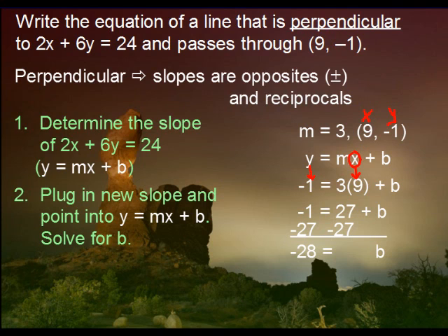Okay, so let's finish this off. Now that we have the slope, now that we have the y-intercept, let's go ahead and place those back in for m and for b. That's our answer.